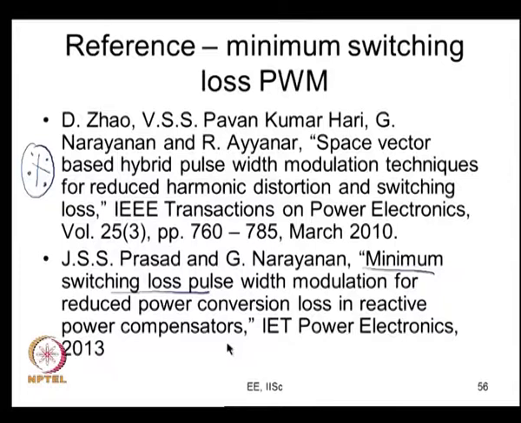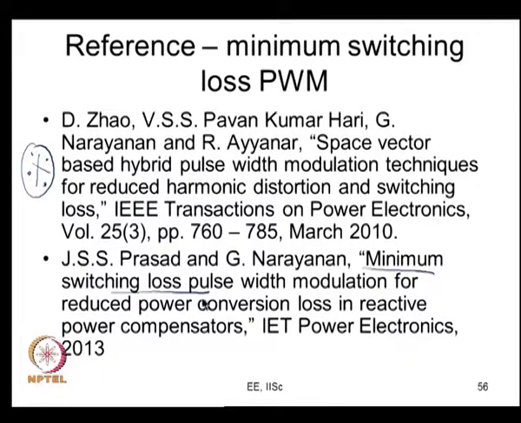So, you are looking at 90 degrees, that is, the STATCOM is going to supply reactive power. So, the current is leading by 90 degrees. So, this would be one particular PWM method, and for this particular PWM method it is shown that the power conversion loss is lower. I mean, of course, minimum switching loss is going to reduce the switching energy lost.